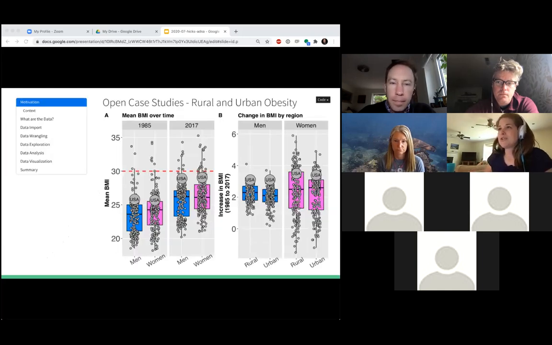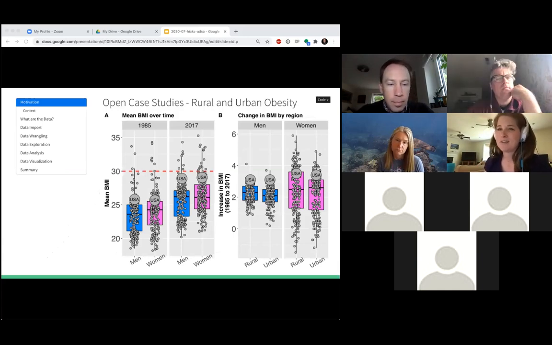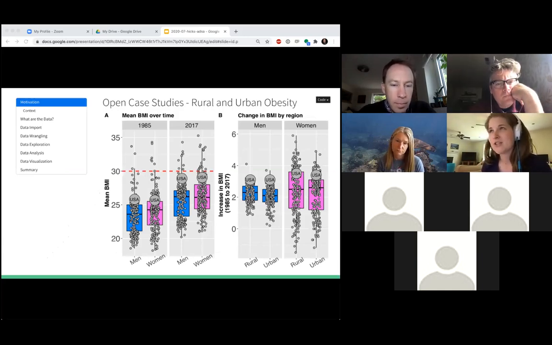So now I'm showing you a screenshot of the top of the case study. Here I'm using the R programming language, and I'm showing you a knitted R Markdown. At the top of the case study on the left, you see there's a table of contents, and it's got something called motivation. The thing that's highlighted is motivation.